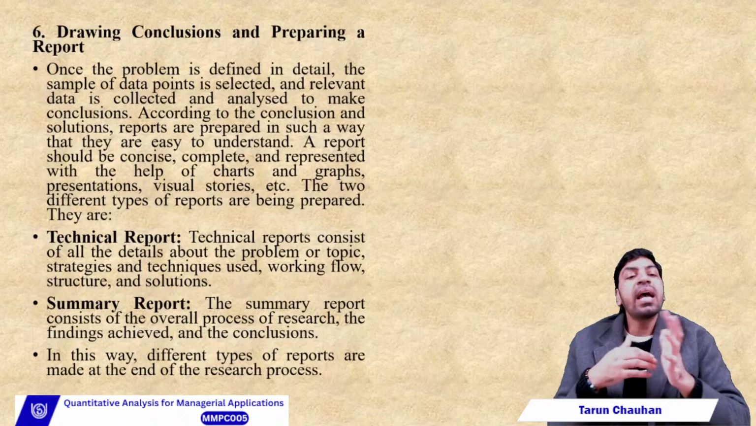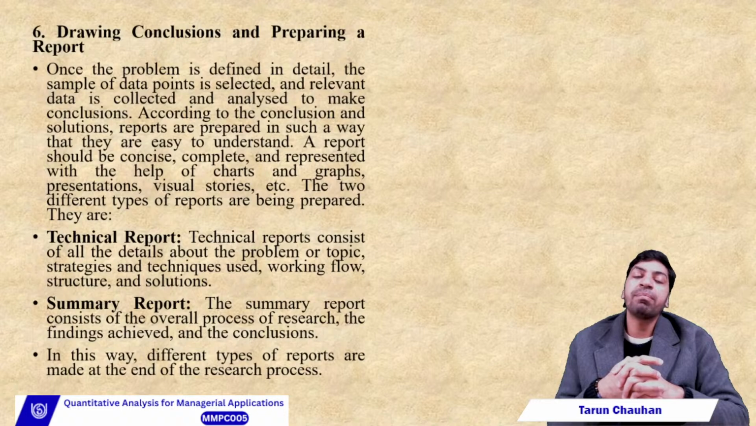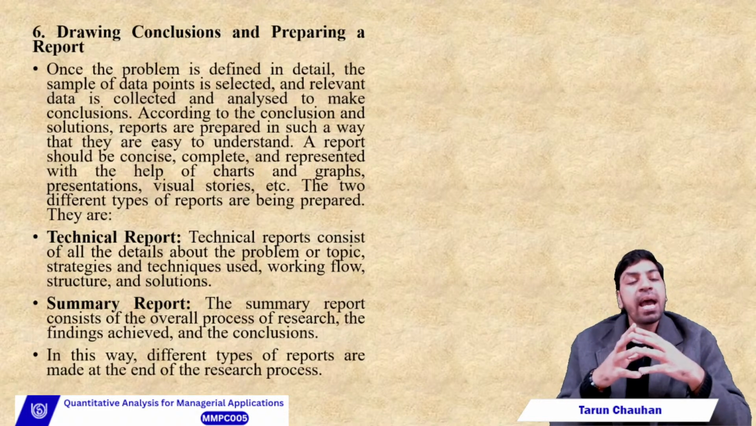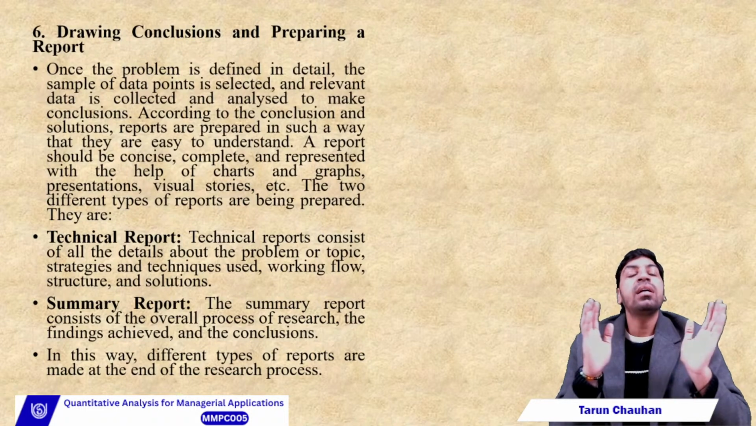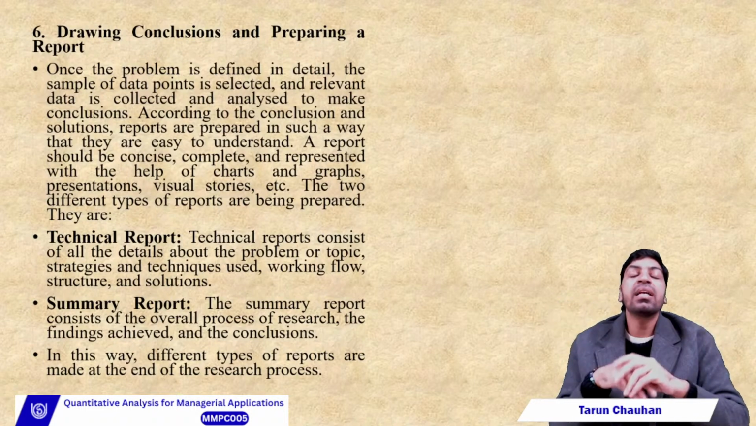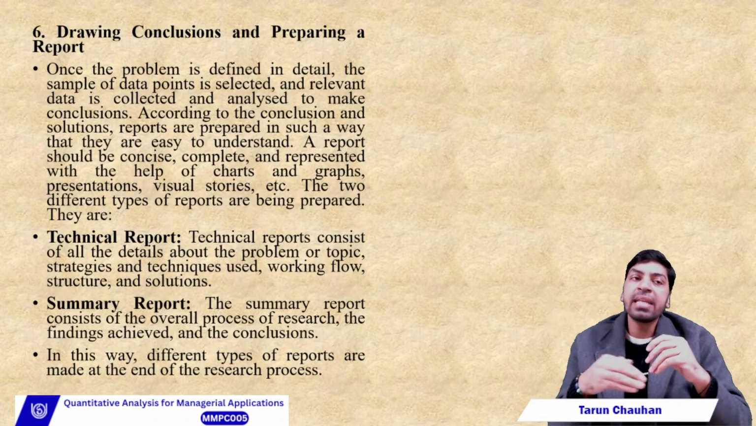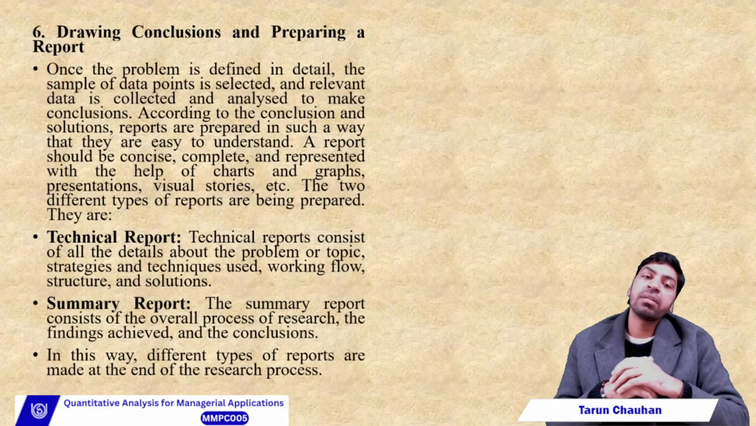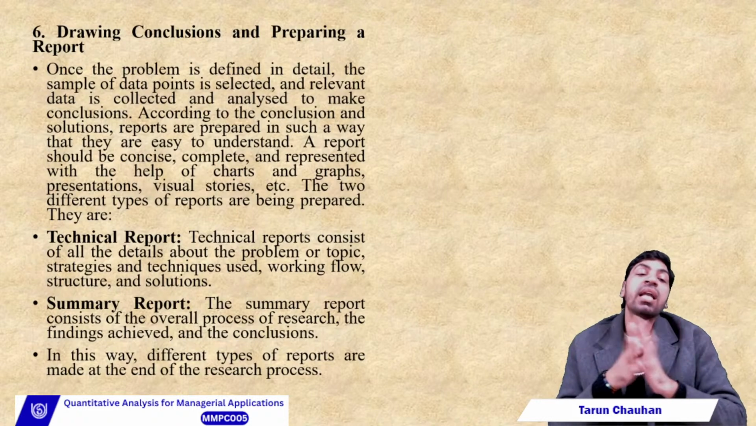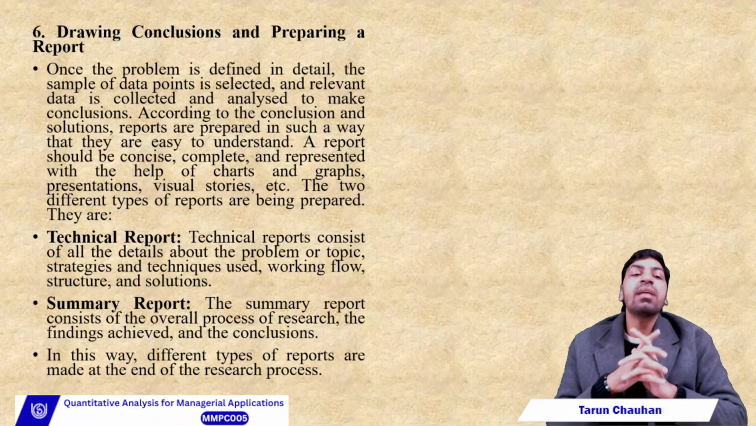Next, once the data has been analyzed, then you have to draw your conclusions and prepare the report. Once the problem has been described in detail, the sample has been selected, the data has been collected, and accordingly the data has been analyzed, then the next step is to draw the conclusions and prepare the reports. And the reports are classified into two main categories. The first one is the technical report and the second one is the summary report.